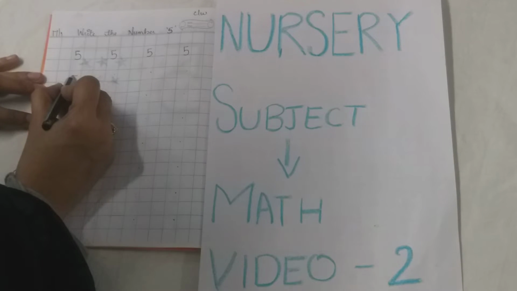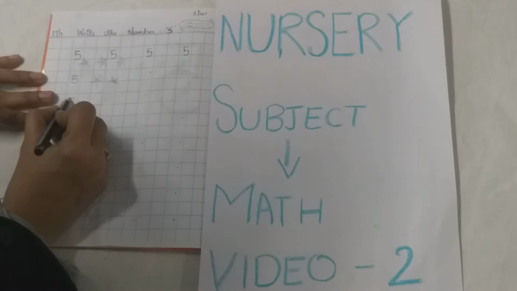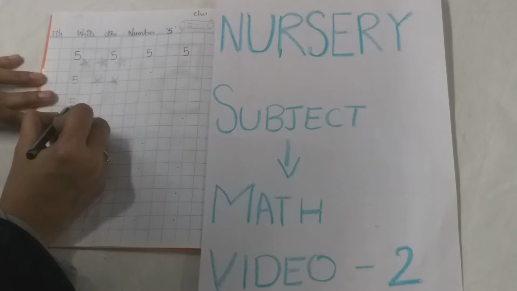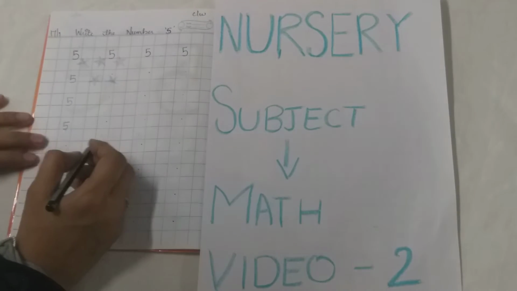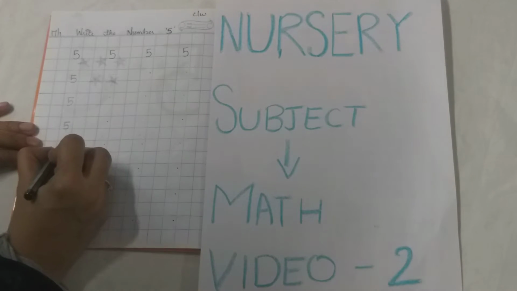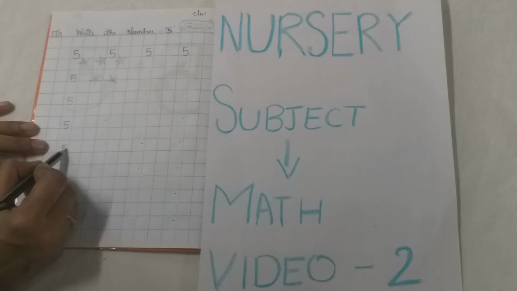Sleeping line, standing line, left curve. 5. Sleeping line, standing line, left curve. Number 5. You have to write in this box only.